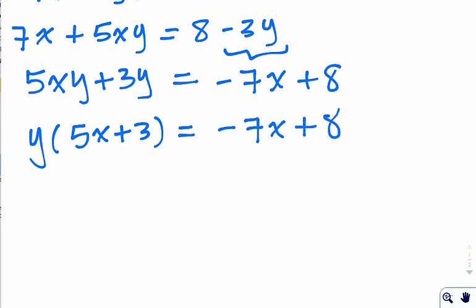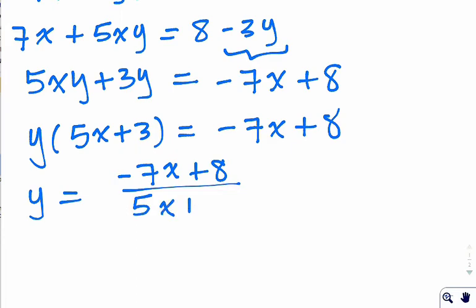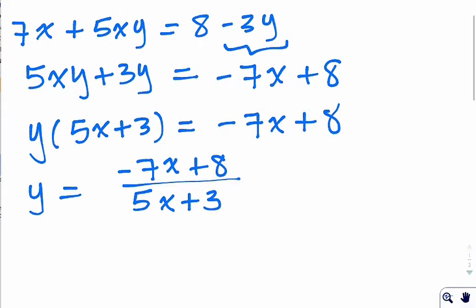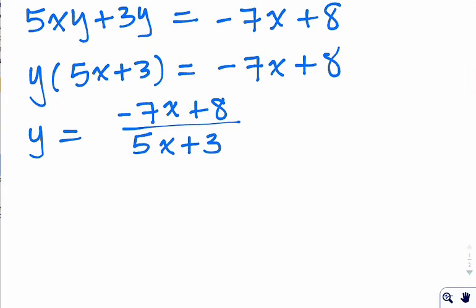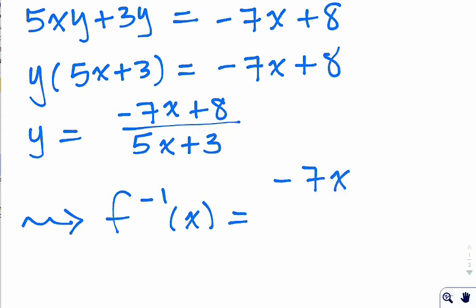Our next goal is to isolate y, which we do by dividing both sides by 5x plus 3. Our last step is to convert back to functional notation. We have now found the inverse function of f to be negative 7x plus 8 divided by 5x plus 3.